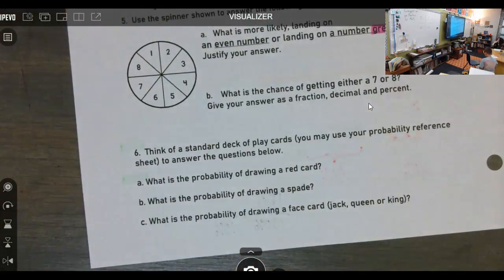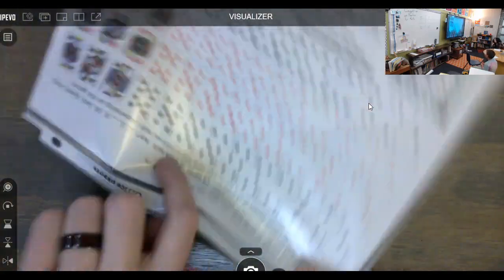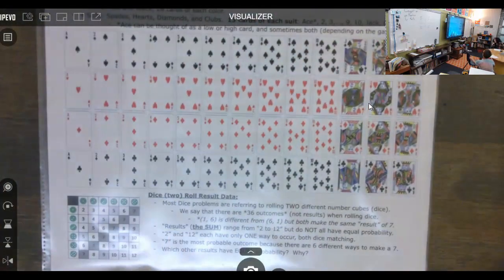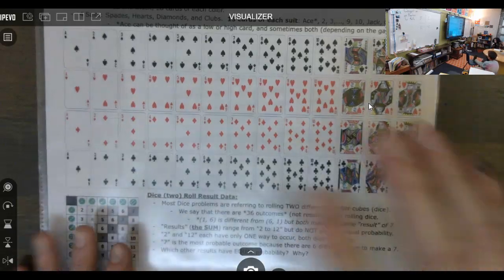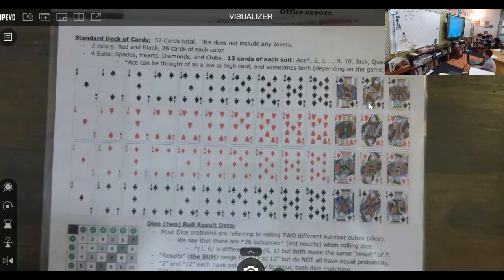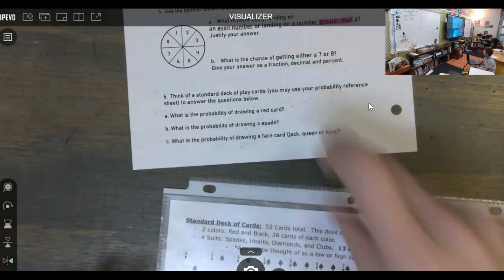And then number 6. This one should not be difficult if you have your reference page that lays out what a deck of cards looks like. Mine is upside down right now, and yours is tall. This is just my version from a couple years ago because I've given away my other ones. So if you have lost yours somehow, you're going to want to get another one of these, unless you know what a standard deck of cards is. But as long as you have that, that should not be that bad.